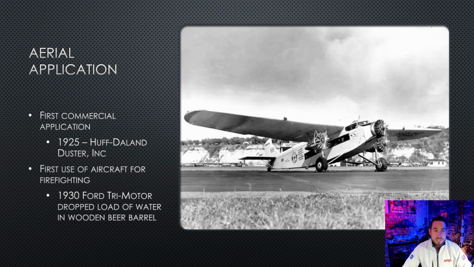And then the first use of an aircraft for firefighting purposes happened in 1930. This was the Ford Trimotor aircraft that was used, and it dropped just a simple load of water that was packaged up into a wooden beer keg. It drops on top of a forest fire.